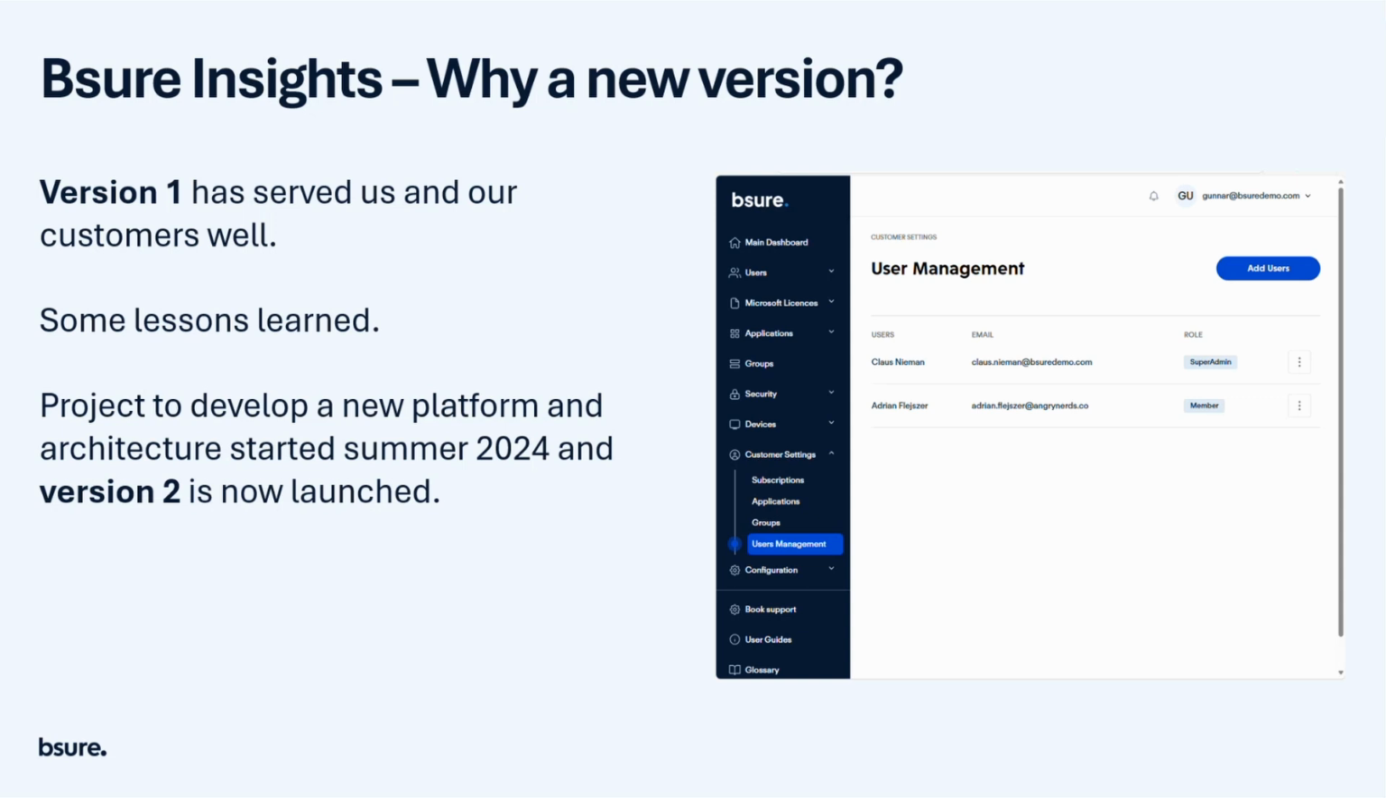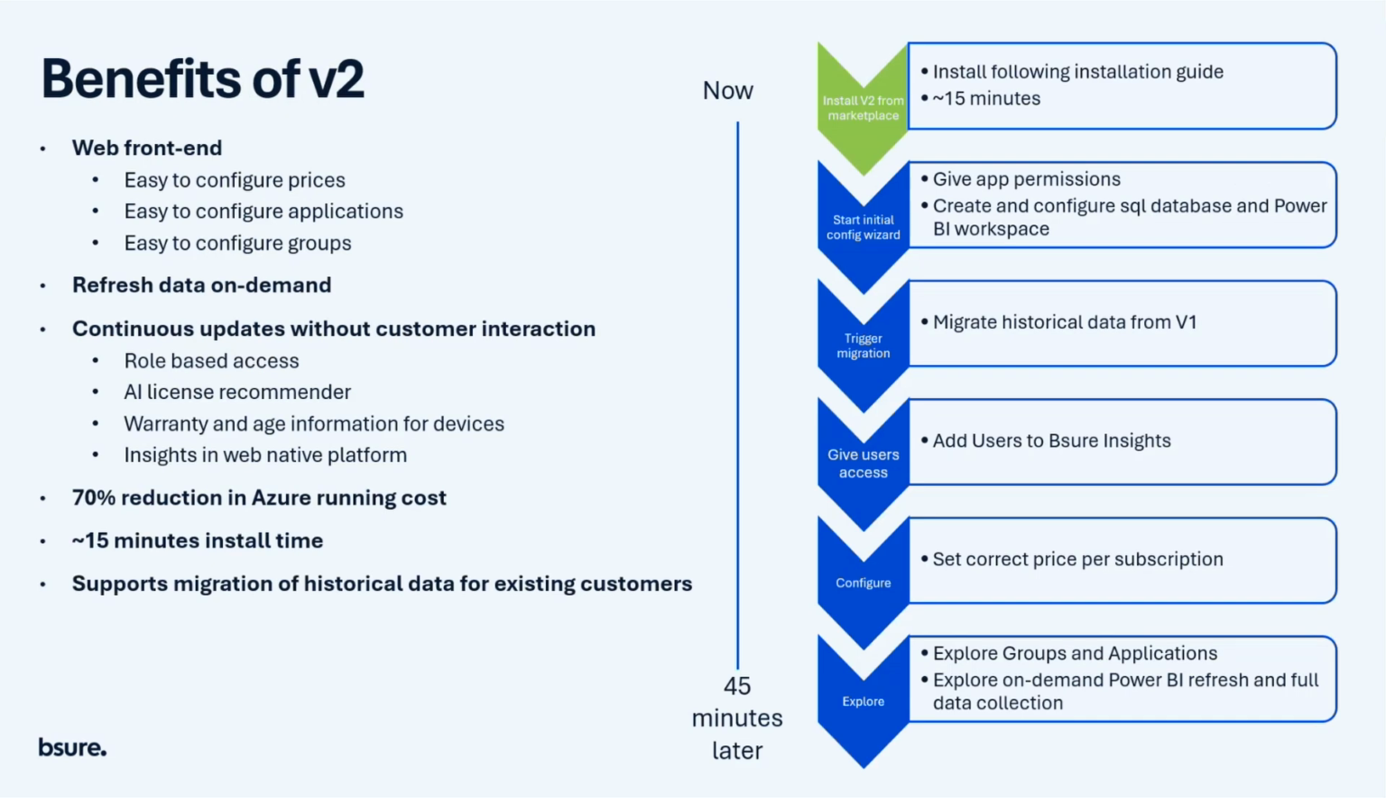So let's move to the next slide. What do you actually get in version 2 at the moment? First of all, the new web frontend makes everything much simpler to use and configure. You can now set up subscription prices, select the applications and groups you want to monitor directly in the web interface, and you don't have to edit those Azure tables anymore to add your own prices.